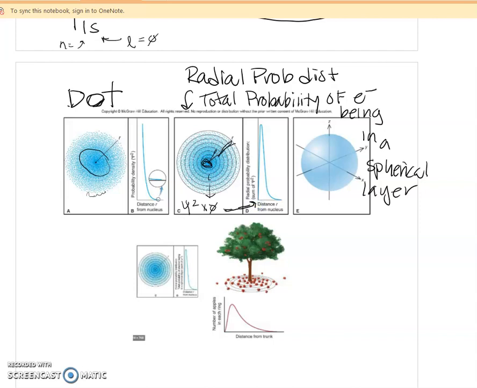And what happens is that as we go from the nucleus, we reach a maximum. Okay, so we reach a maximum and it goes up to this peak and then it comes back down again.